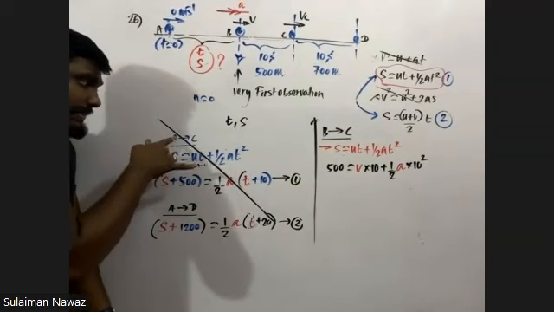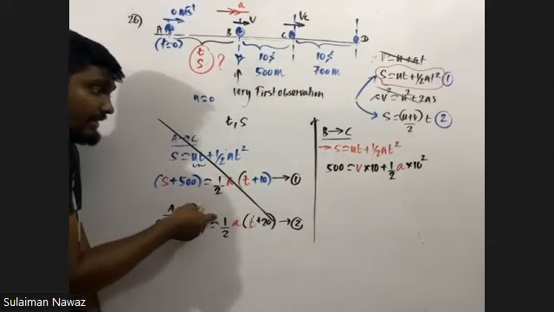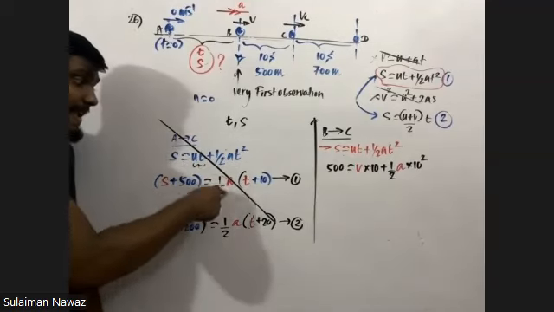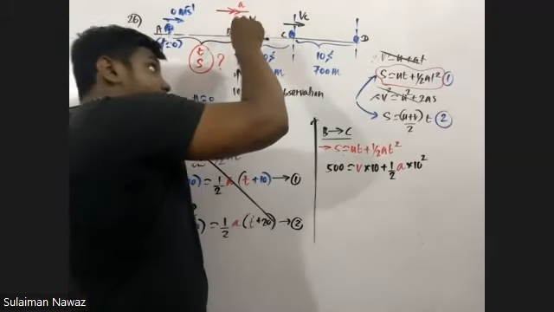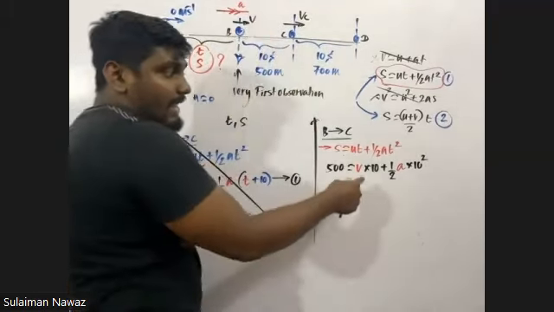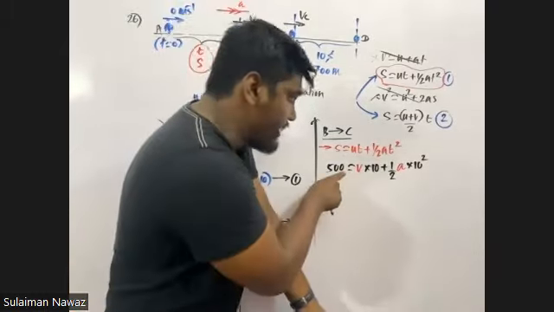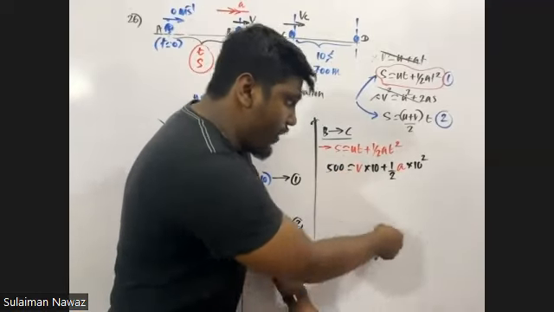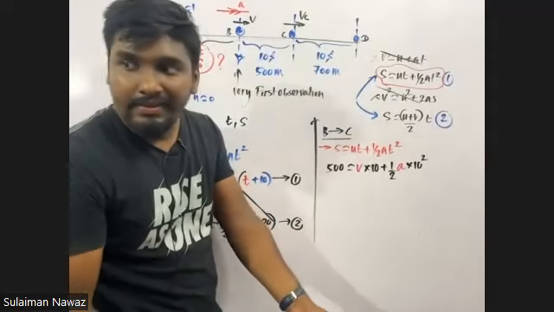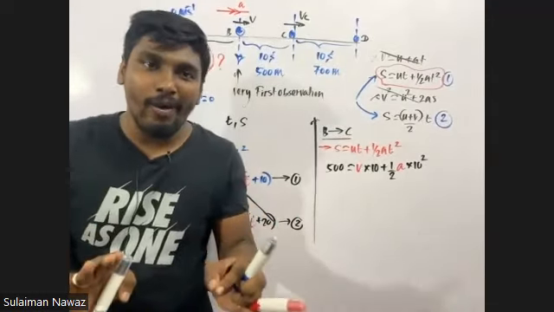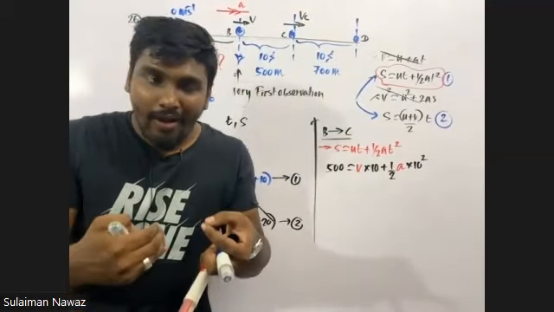Now look at it. When you consider A to C and A to D and apply S equals ut plus half at squared, there are three unknowns in each equation: S, A, T. But if you apply from B to C and B to D, you will understand there are only two variables in the equation. If you have two equations and two unknowns, we can find the answers. Raise your hands. How many of you understood what I'm saying?